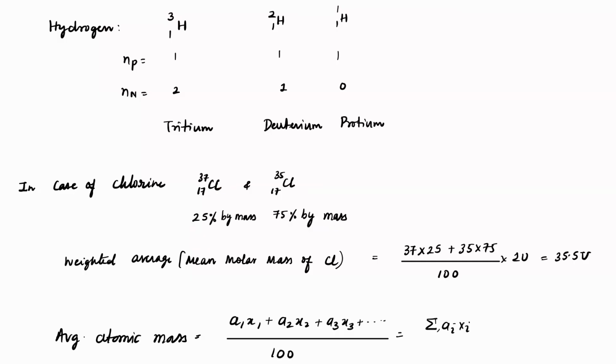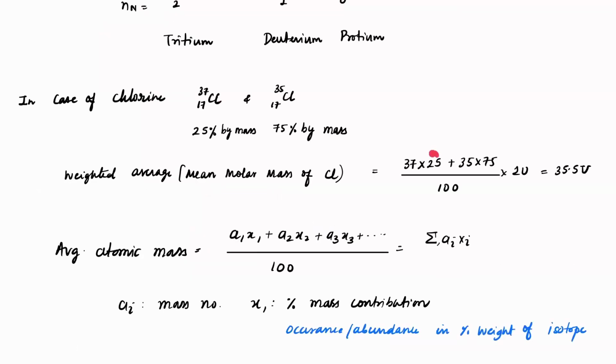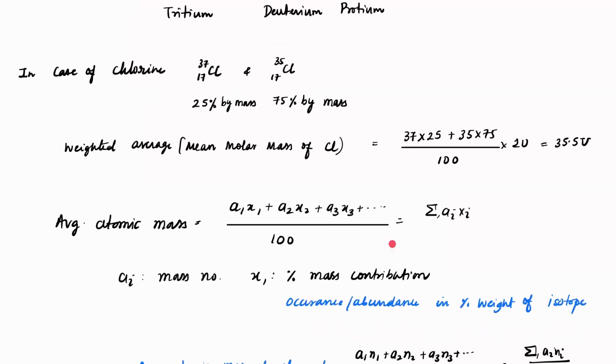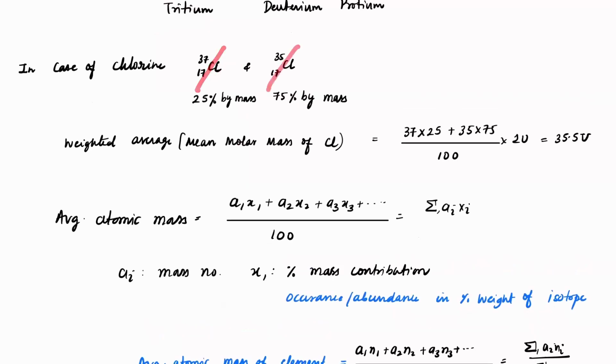So if I take the average, that is 25% into 37 as the mass number, 75% into 35 as the mass number, divided by 100. This is the weighted average. So when you notice the weighted average, you are getting 35.5 unified mass. That's the reason why the relative atomic mass of chlorine is 35.5. Got the point? Therefore, this is about only two isotopes, but there could be multiple isotopes like this.